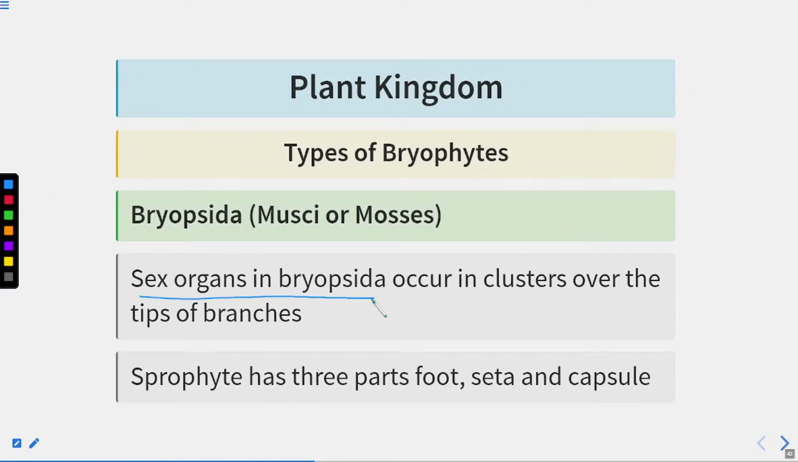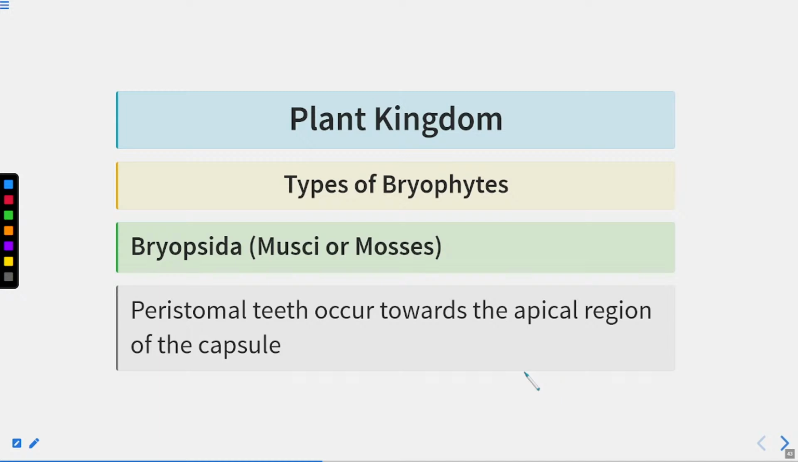Sex organs in Bryopsida occur in clusters over the tips of the branches. Again, if you have seen in the case of Marchantia, they are present in the receptacles in a group, right? So here they are also present in groups in the Bryopsida. The sporophyte has three parts: foot, seta and capsule. Peristomal teeth occur toward the apical region of the capsule.